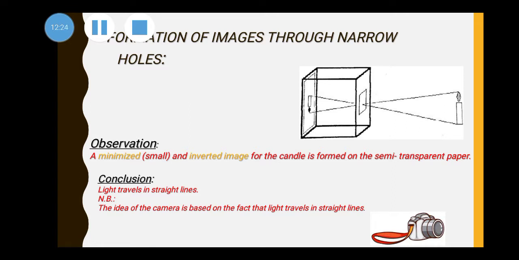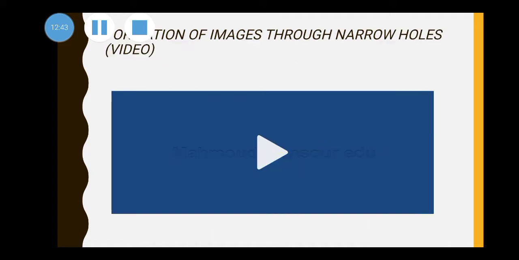So, conclusion: light travels in a straight line. Okay, and this is the idea of the camera. Okay, so formation of the image through narrow holes, and this is an experiment which explains this idea. And let's see the video.